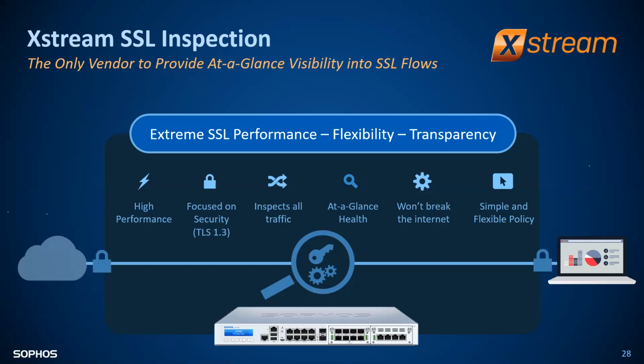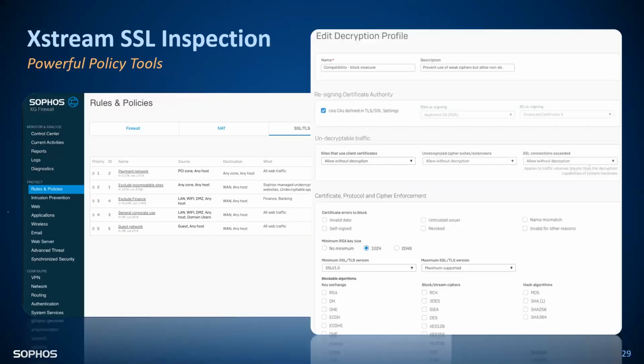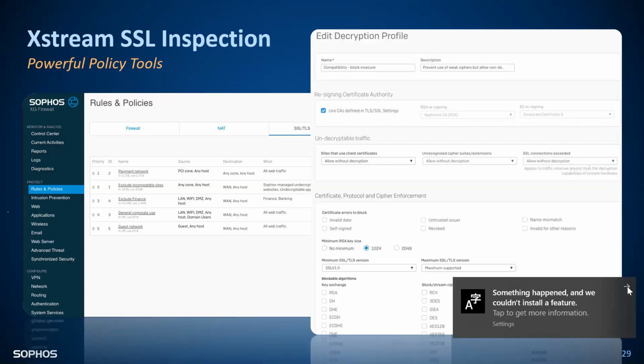Inspect all the traffic. I told you it is port agnostic. I don't care. Here, at a glance, there's only one engine to scan everything, so it doesn't go anywhere else. It won't break the internet. Obviously, simple policy. So this is the policy that you can see. Name, block insecure, you can see the certificates, then the RSA keys and the cipher suite. A lot of things are there that you can choose how you want to do that.